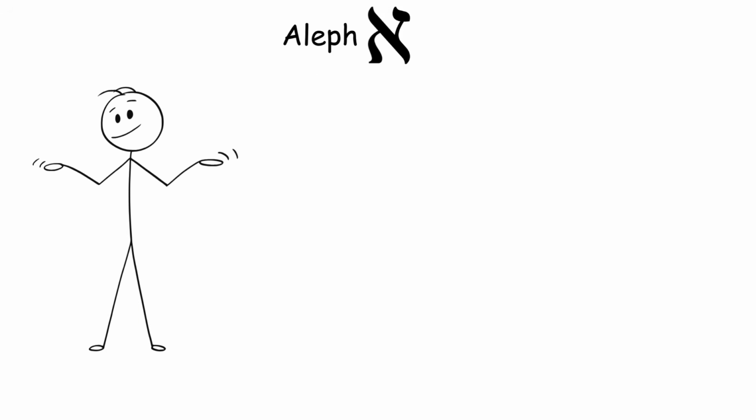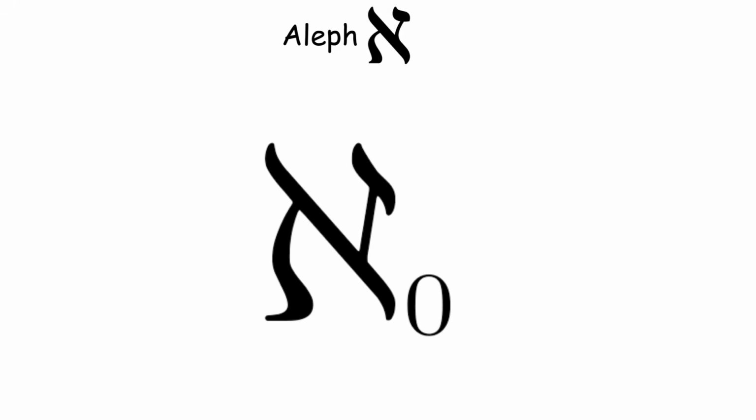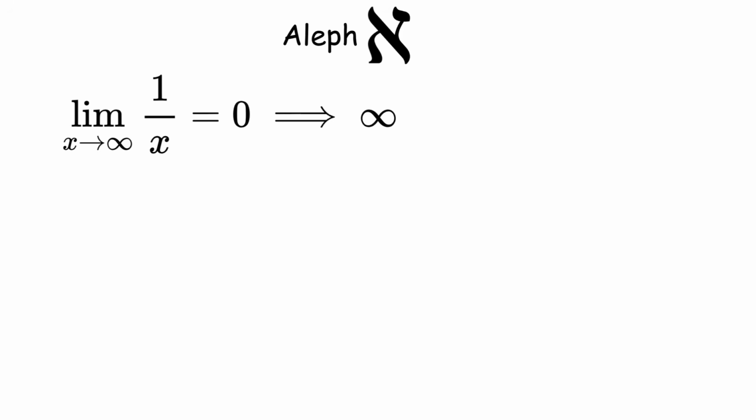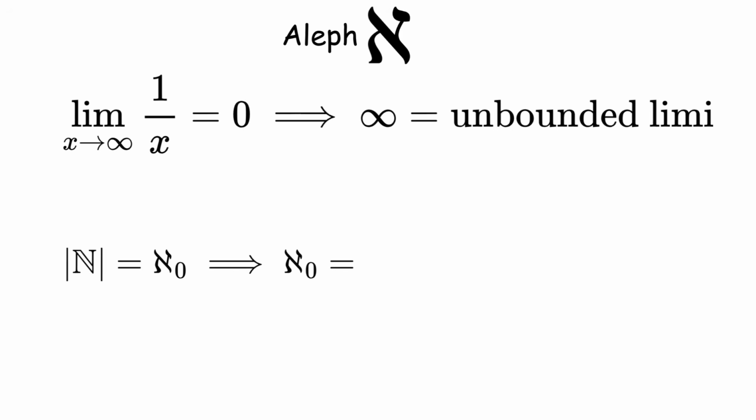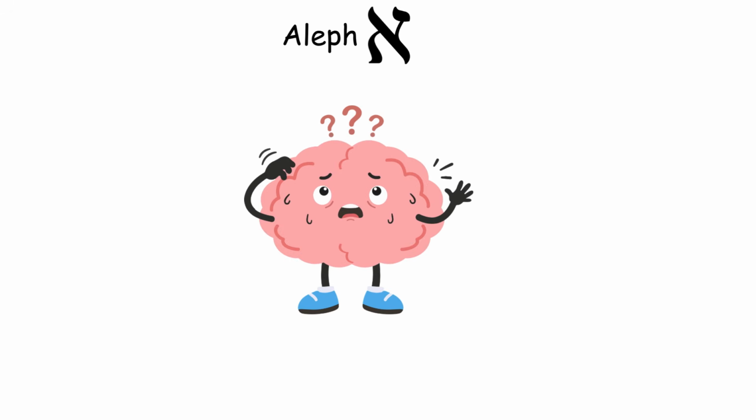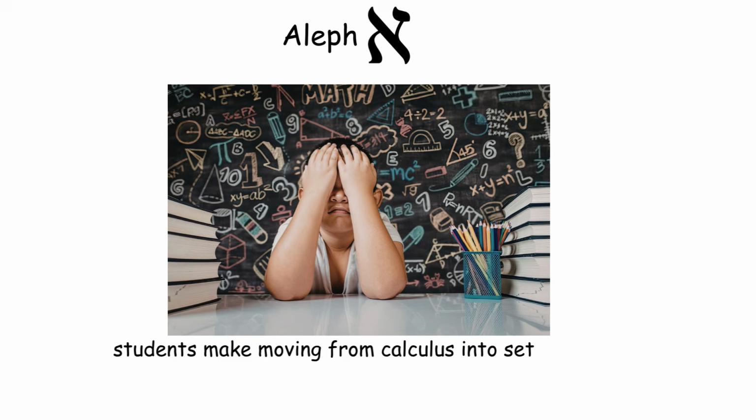What makes aleph genuinely strange is this. Aleph null describes a quantity larger than any finite number you could ever name, and yet aleph 1 describes something still larger than that, an infinity bigger than infinity. Aleph numbers are never interchangeable with the plain infinity symbol. ∞ describes an unbounded limit. Aleph describes a fixed, specific size of a specific infinite set, and confusing the two is one of the most common mistakes students make moving from calculus into set theory.